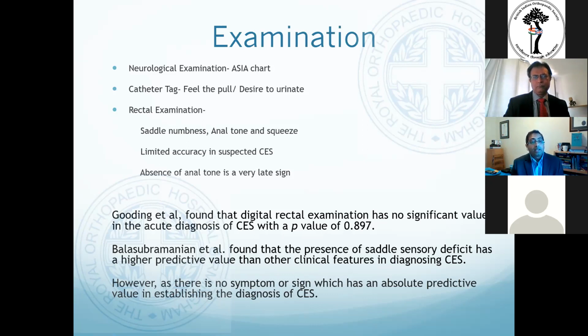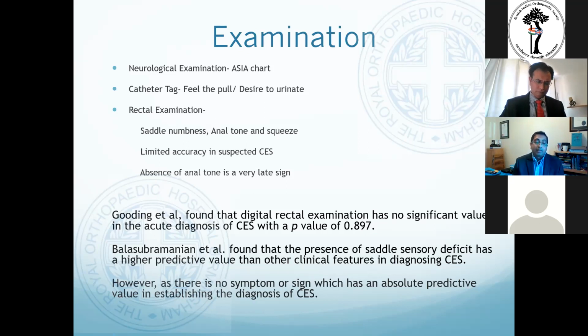The other very important examination is rectal examination. We look for saddle numbness, anal tone, and squeeze. But unfortunately, this rectal examination has very little accuracy in suspected cauda equina syndrome. And we also remember that absence of anal tone is in fact a very, very late sign.